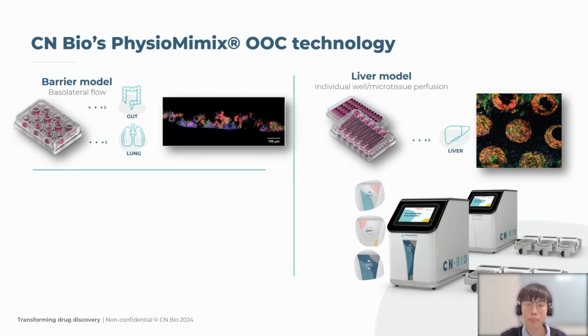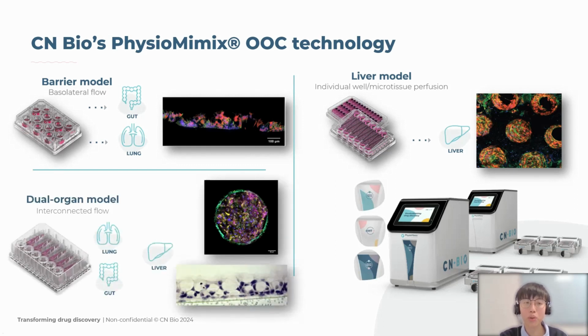substances across a membrane. Finally, there is an option of a dual organ model in MPS, which links a barrier model with a liver model. Within a dual organ model, there is interconnected flow between the two organs, which allows a user to simulate inter-organ crosstalk for a wide range of applications, which I'll go through later on in the presentation.